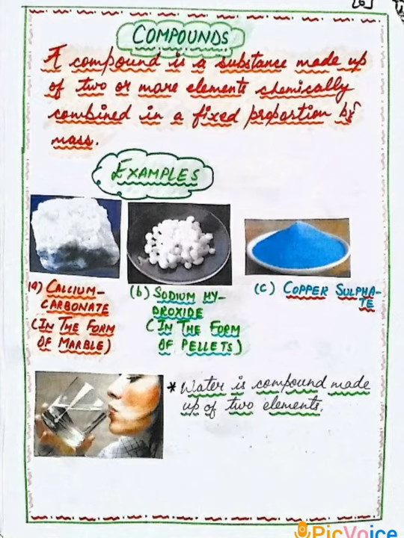For example, by mixing iron filings and sulfur powder, we can obtain a mixture without any chemical reaction taking place. So, we can still see the yellow sulfur in the mixture and we can pull away the iron filings with a magnet.